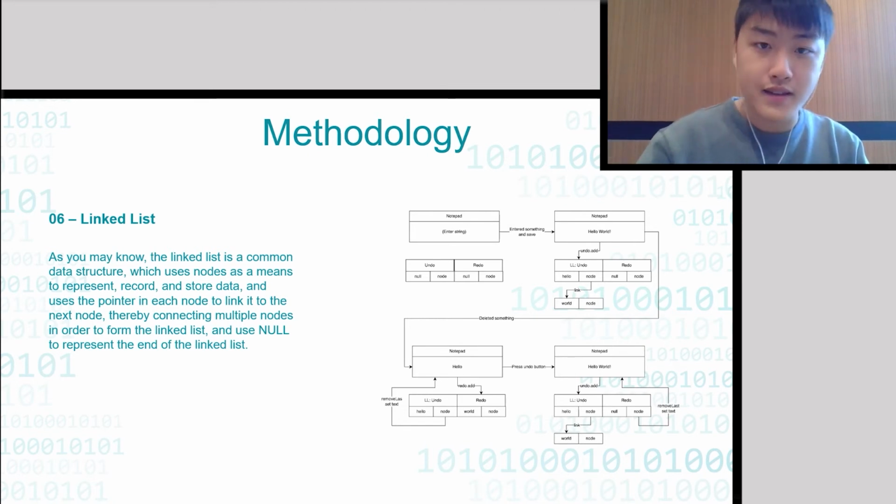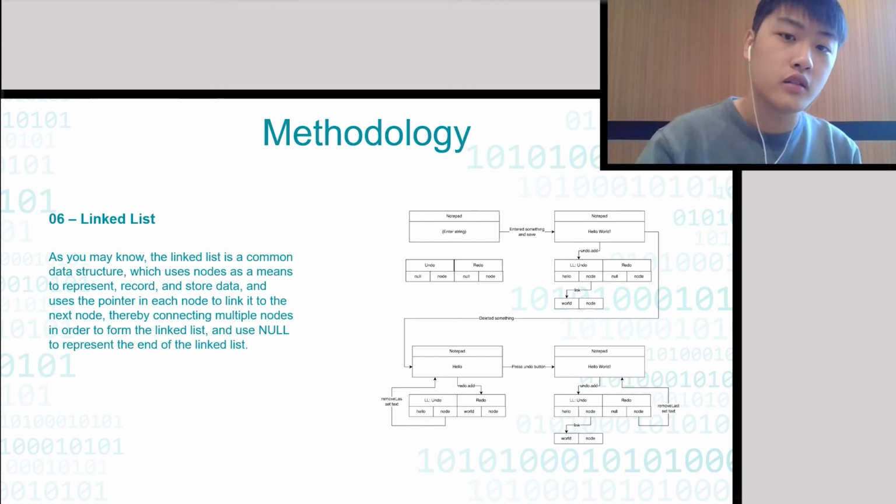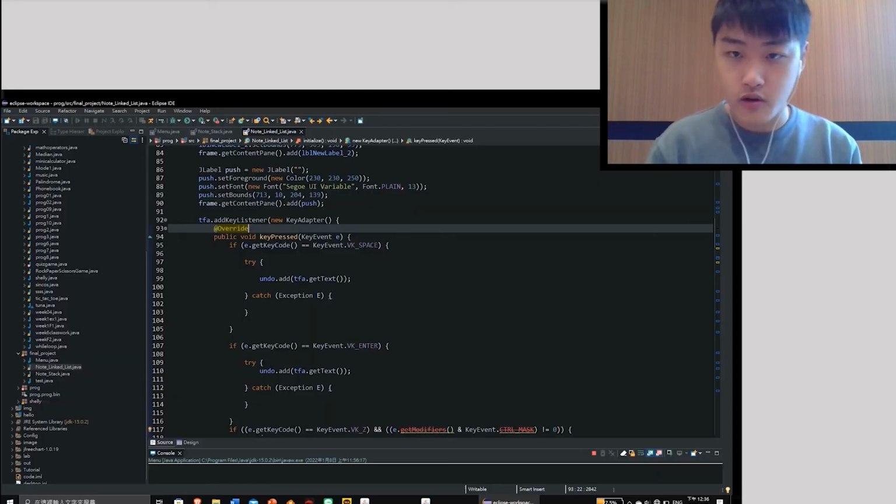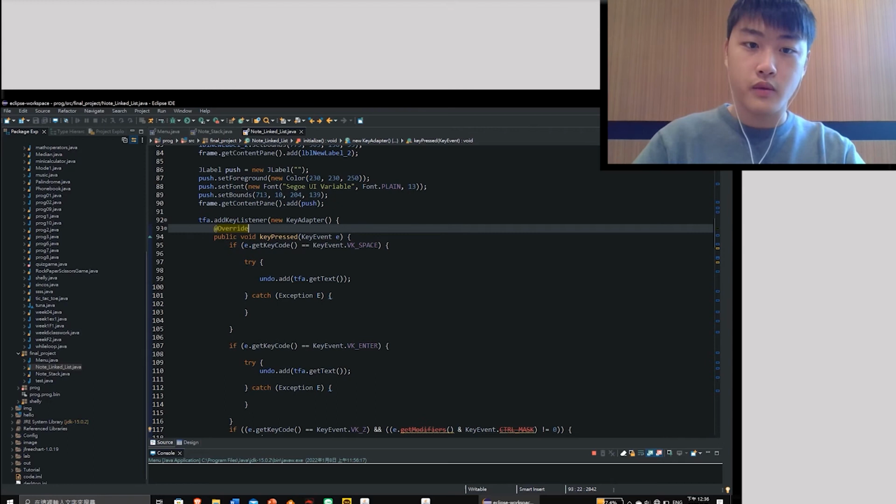As last in, first out is really suitable for undo and redo. So how do we use the linked-list-based implementation in our final project? Okay, this is the code part. We create two linked lists. One is for undo and one is for redo.